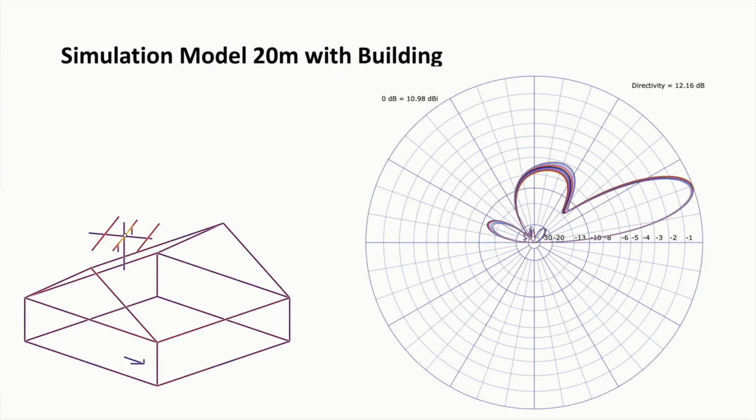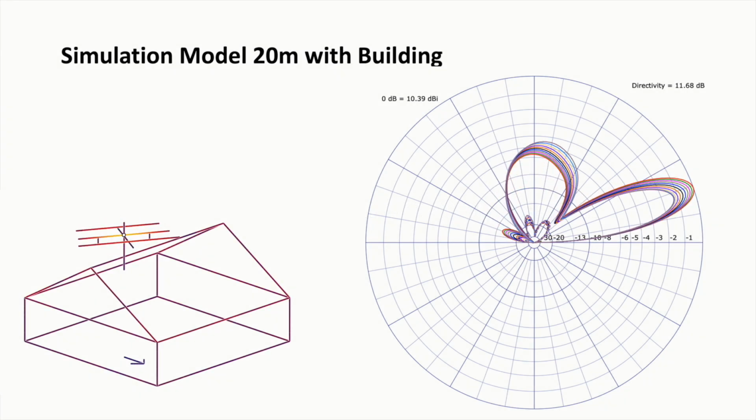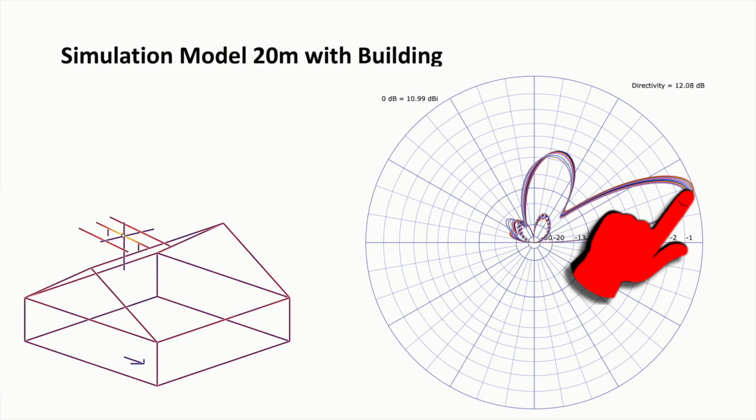We can also see these influences in the elevation diagram. Fortunately, however, the elevation angle of the main lobe doesn't change.